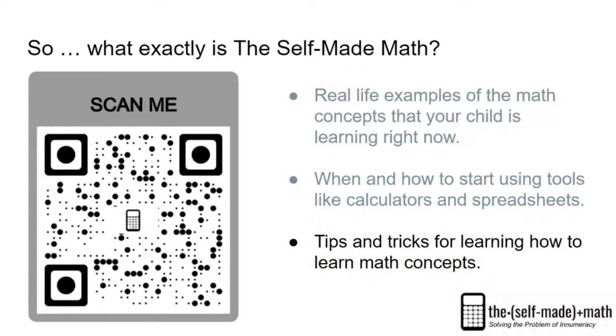And then finally, tips and tricks for learning how to learn math. Learning math is not like learning other subjects. It has its own vocabulary. It has its own set of symbols. It has its own layout, process, rules, relationships. It's unlike any other topic or subject at school that our kids study. And there are ways to get in front of that.